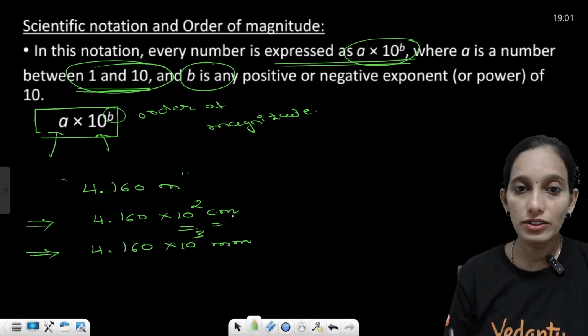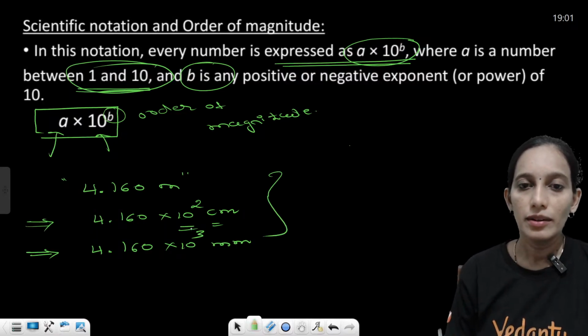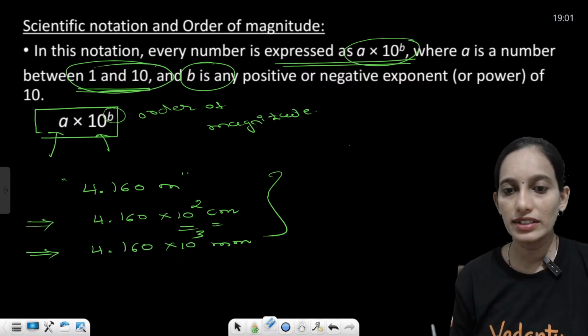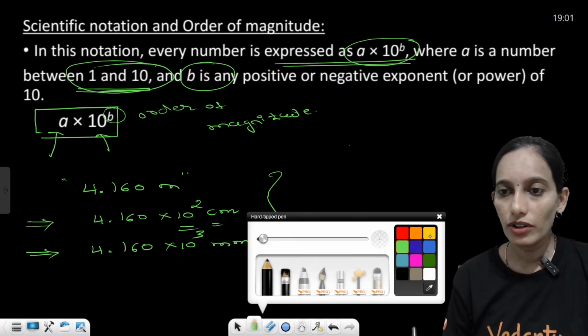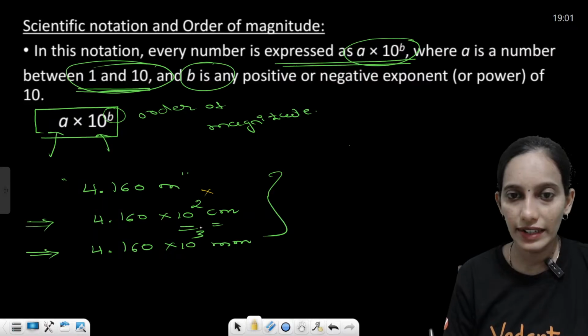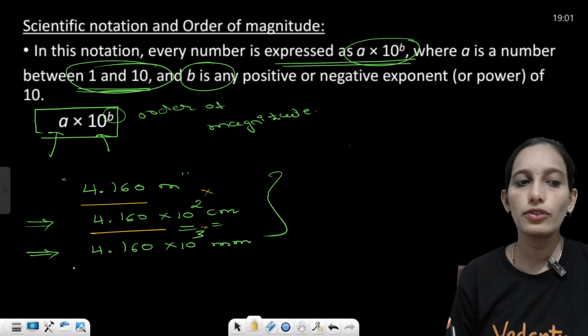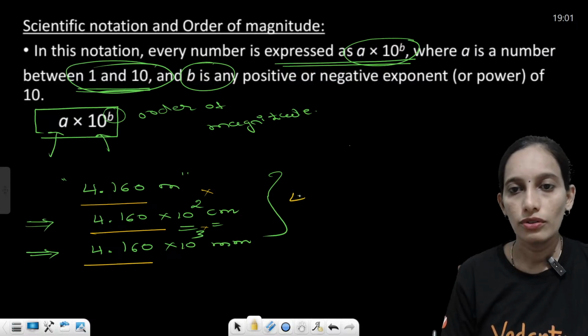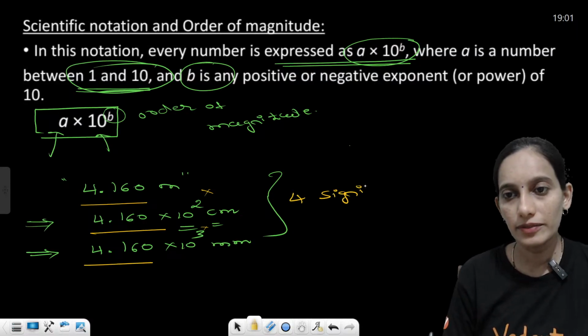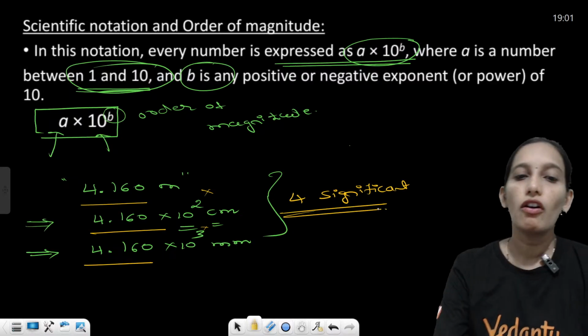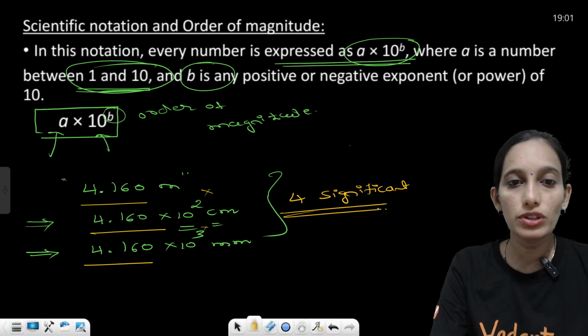But now, have the significant figures changed here? Because powers of 10 are never significant, correct. Powers of 10 are never significant. So here also 4 significant figures, here also 4 significant figures. Okay, so in all 4 cases we are getting 4 significant figures.